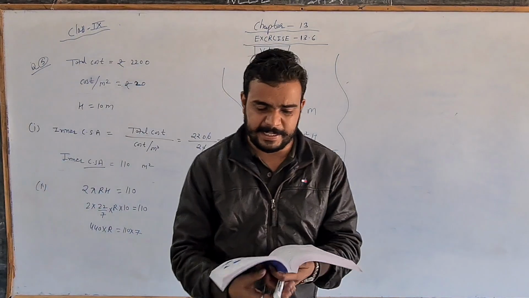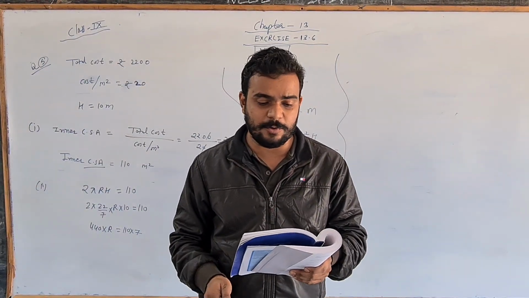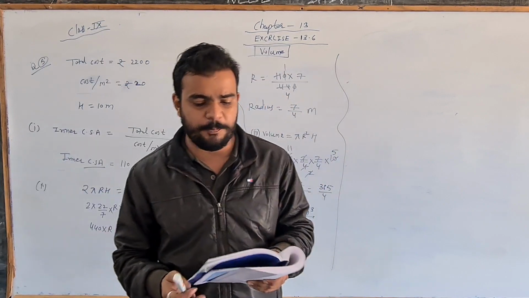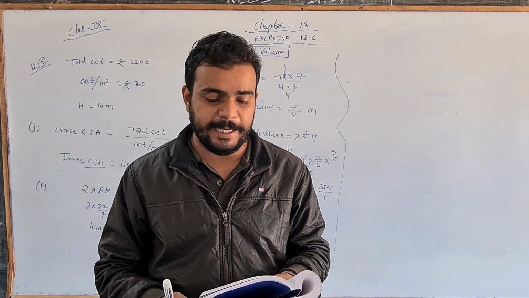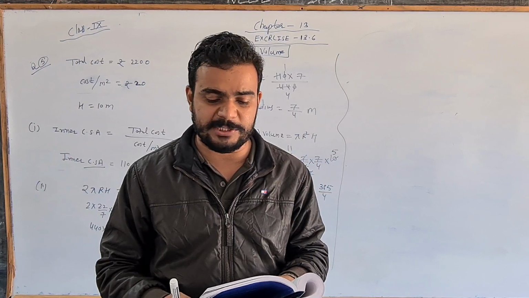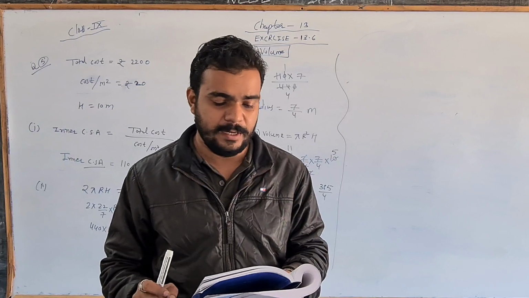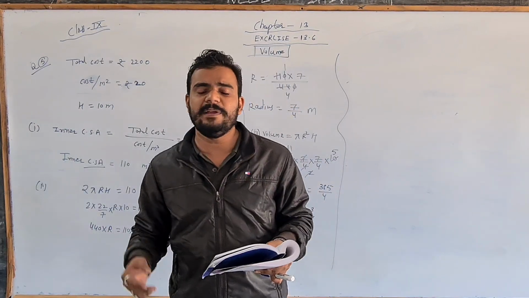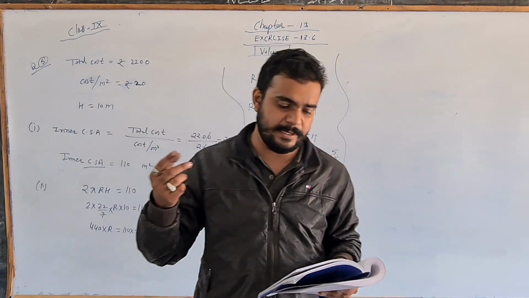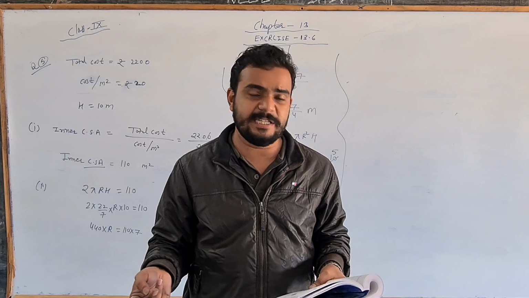Okay students, so the next question number 5th: the cost of rupees 2,200 to paint the inner curved surface area of a cylindrical vessel 10 meter deep. If the cost of painting is at the rate of rupees 20 per meter square, find the inner curved surface area of the vessel, the radius of the base and the capacity of the vessel. It means we need to find three things: the inner curved surface area, the second thing the radius, and the third thing the capacity, means the volume.